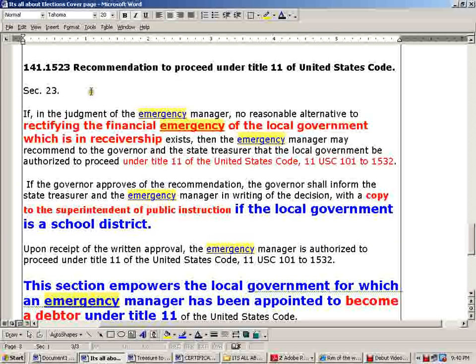So, he could be the emergency manager. If in the judgment of the emergency manager, no reasonable alternative rectifying a financial emergency of the local government, which is in receivership, blah, blah, blah, they can put the local government into Title 11 bankruptcy. If you don't know what the bankruptcy is, that's where we have city managers who don't answer to mayors, and we have county administrators that are doing the functions of the treasurer.